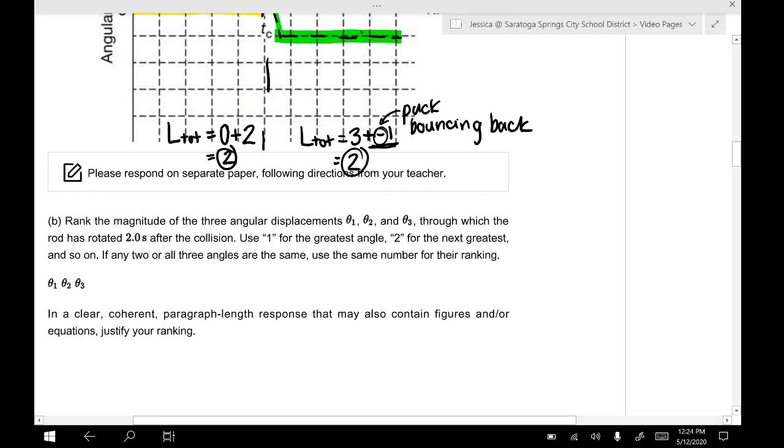Use 1 for the greatest, 2 for the next greatest, and so on. If any 2 or all 3 angles are the same, use the same number for their ranking. In a clear and coherent paragraph-length response that may also contain figures and/or equations, justify your ranking.